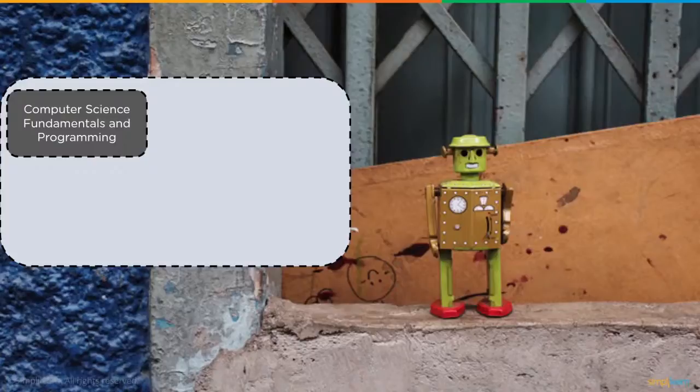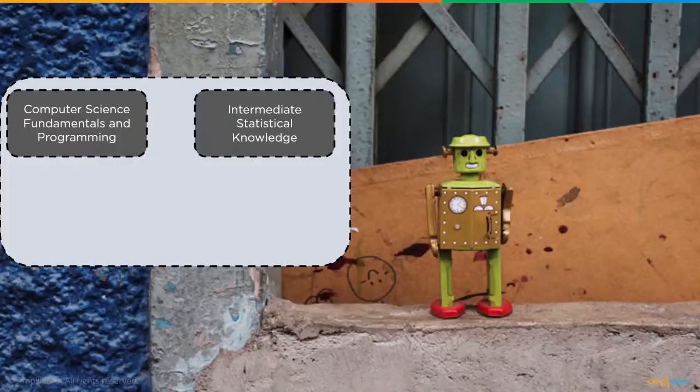Machine learning prerequisites. Computer science, fundamentals and programming. So any of the machine learning out today, you have to know some basic scripting or programming. Intermediate statistical knowledge. You have to understand a little bit about probabilities. If A is current, how likely is B going to happen? If there's clouds overhead, how likely is it going to rain?